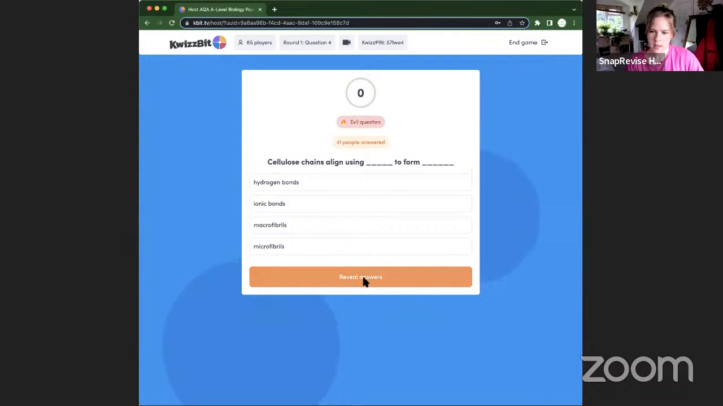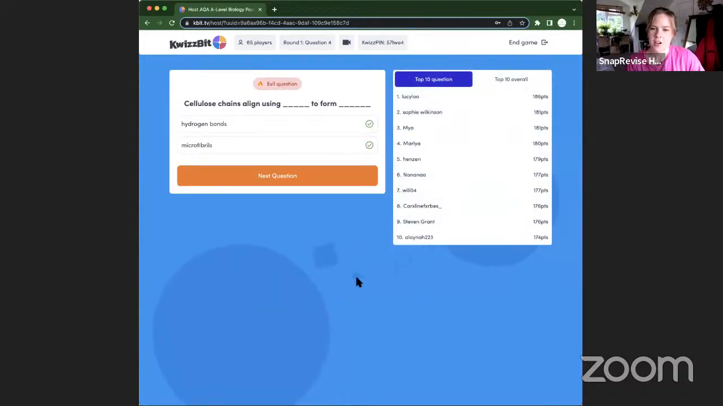Let's have a look. It's hydrogen bonds and they form microfibrils. That's one I always just get confused on with macro and microfibrils. Just make sure that you look out for that in the exam.